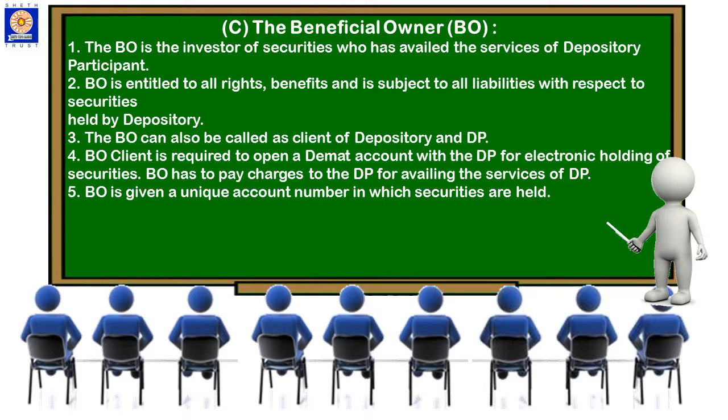The beneficial owner client is required to open a demat account with the depository participant for electronic holding of securities. The beneficial owner has to pay some charges to the depository participant for availing the services of the depository participant. The beneficial owner is also given a unique account number in which the securities are held. Like the banker gives you an account number, the depository participant gives the investor or the beneficial owner a unique account number in which all the shares and securities will be credited or debited.